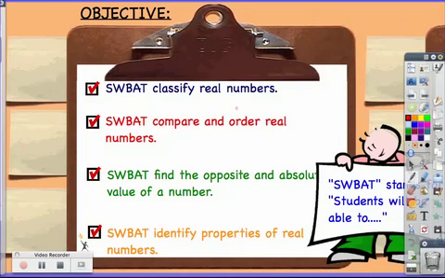Students will find real numbers, and will be able to compare and order real numbers. Students will be able to find the opposite and absolute value of a number, and students will be able to identify properties of real numbers.